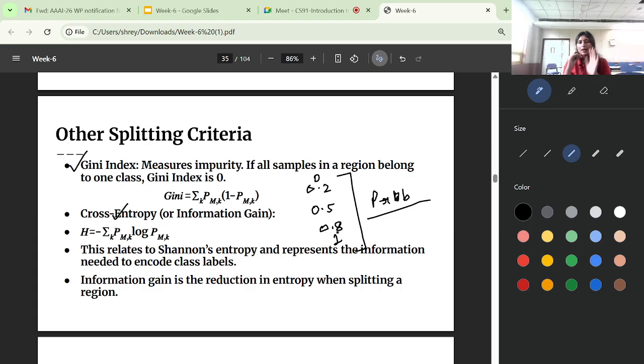I'm asking you, these are the probabilities. Let's say I am asking you the probability of having rain tomorrow. So these are the probabilistic values. The probability can be 0, 0.2, 0.5, 0.8, and the probability can be 1. So which of these values is giving you the maximum information?